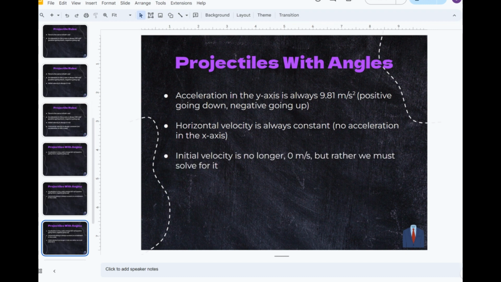Now here are some new things that we need to consider. The initial velocity is no longer 0 meters per second, but rather we must solve for it. And no, the initial velocity is not that 20 meters per second that we used in the example, as there is a different initial velocity that we must use in our calculations. Final velocity, however, is always 0 meters per second.